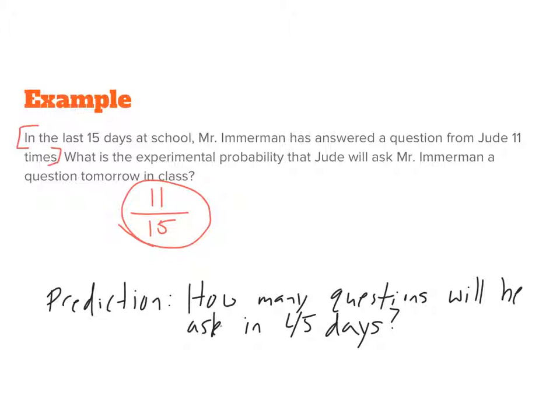Using that to make a prediction. So how many questions will he ask in the next 45 days? Okay, so again, in order to answer that, we take the probability that we just found and we multiply it by the number of days that we're going to be doing this prediction over. So we're going to take 11/15 times 45, and we are going to predict that he will ask 33 questions over those 45 days.